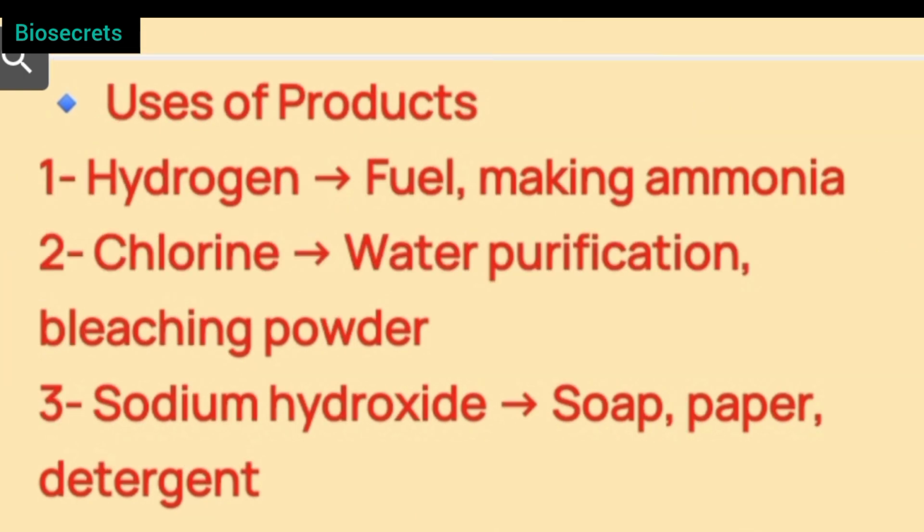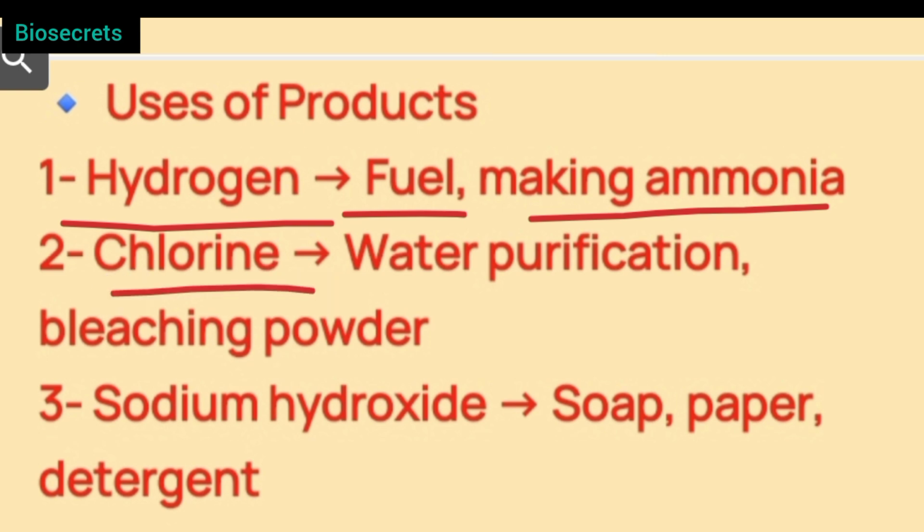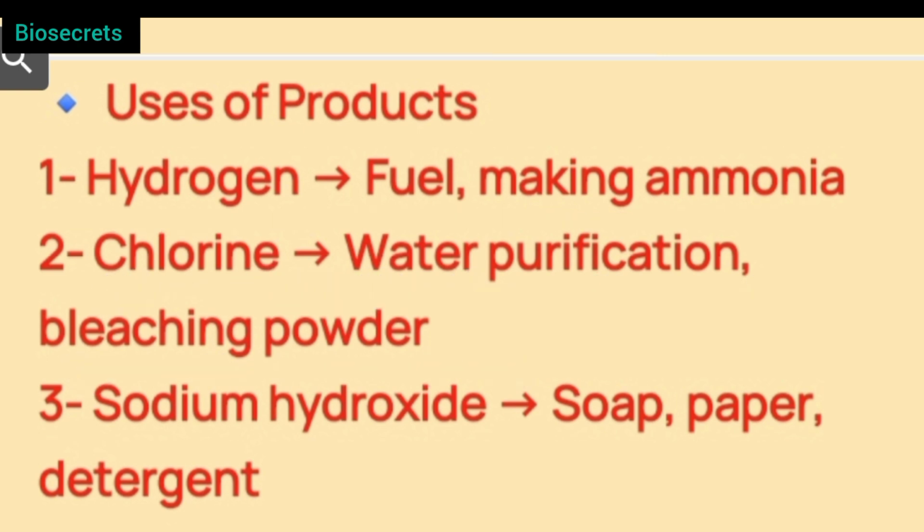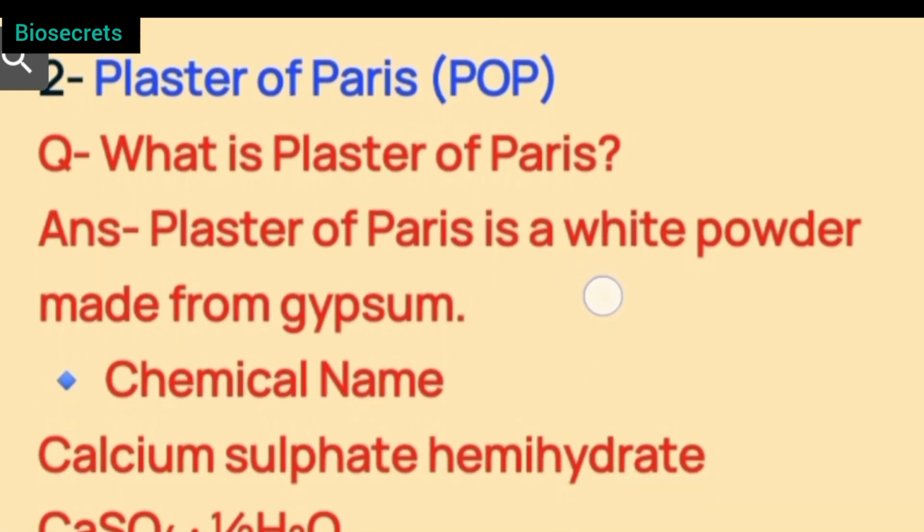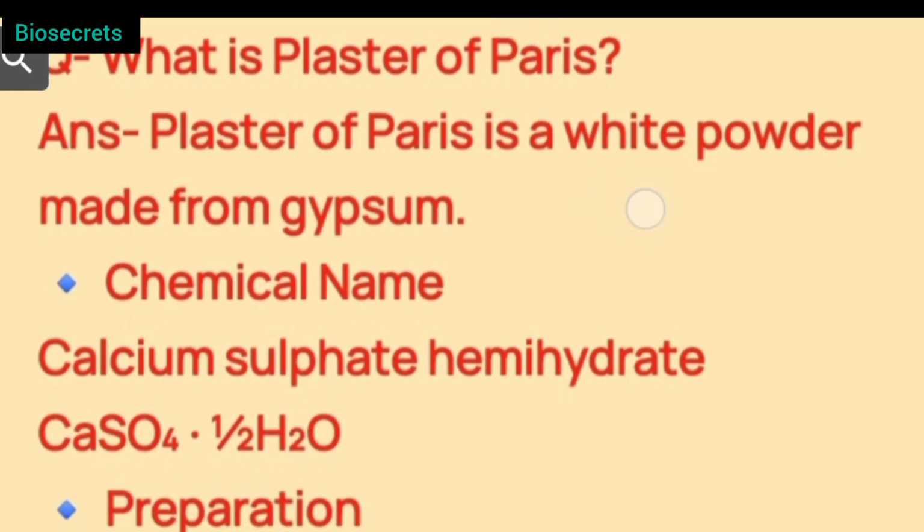Now, what are the uses of the products formed during chloralkali process? First product is hydrogen. It is used in fuel and making ammonia. Second product is chlorine. It is used as a water purifier and in bleaching powder. Third product is sodium hydroxide. It is used in soap, paper and detergent. Next is plaster of Paris. What is plaster of Paris?